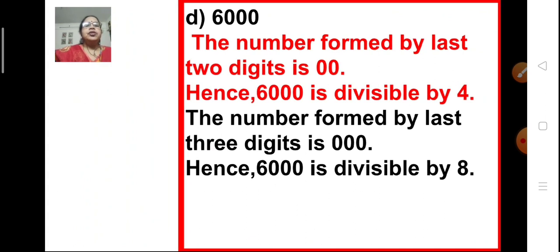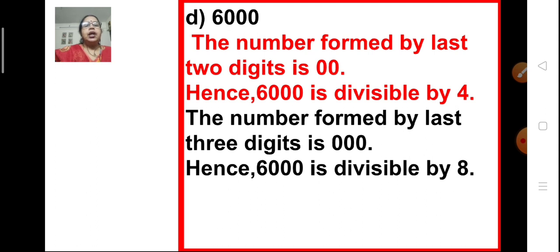Problem D, 6,000. We can see the number formed by the last 2 digits. There are 2 zeros in ones and tens place. So as we have discussed, this number is divisible by 4, since it has 2 zeros in ones and tens place.